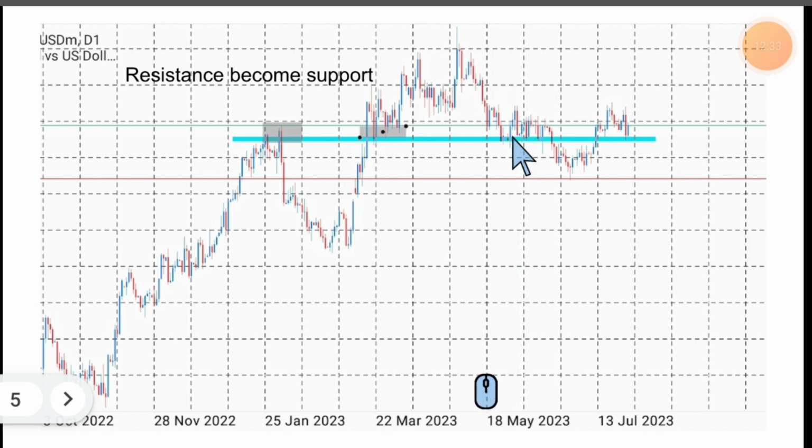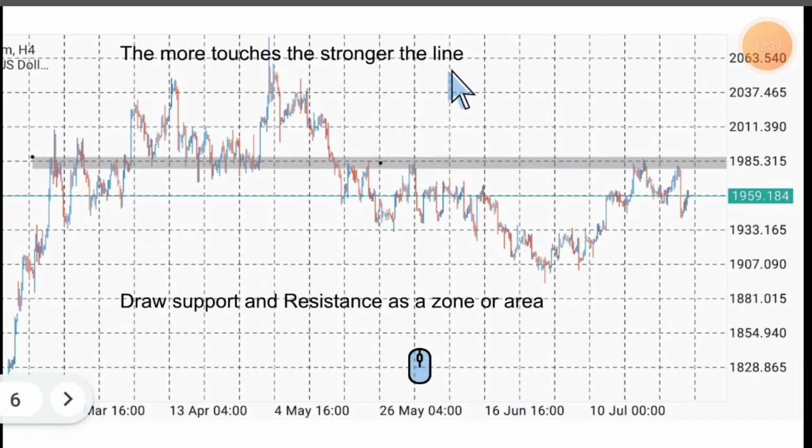And then price came back here and broke it. You see. So let's continue. The more the touches, the stronger the line. We have explained it, right? You can see this line here, price coming to retest, and when it touches it here, we had a push upside. Came back, touches it here, we had another push.